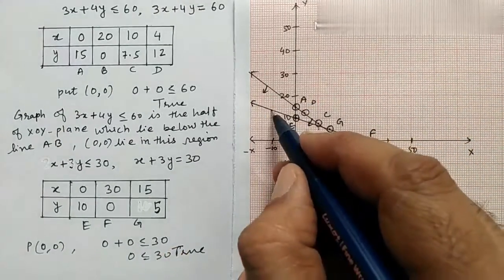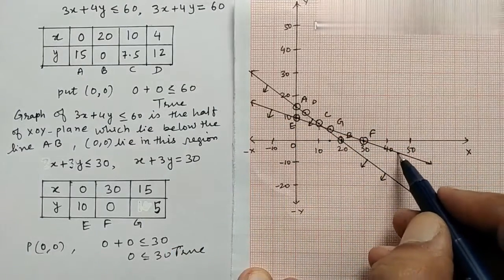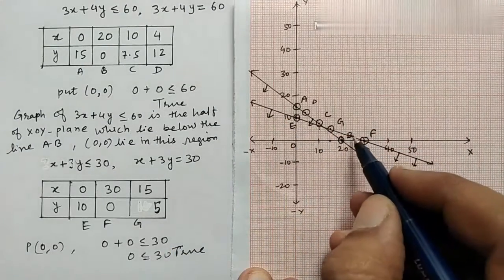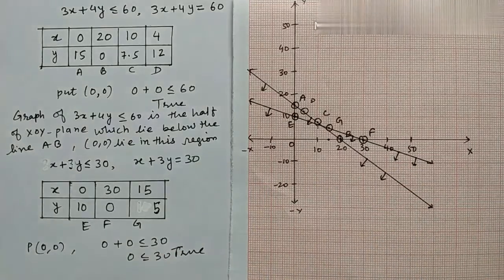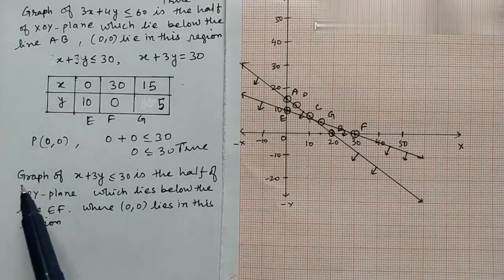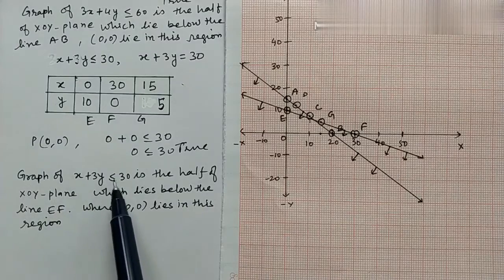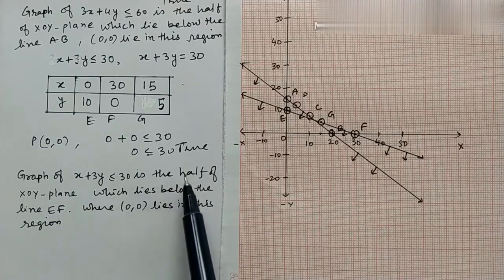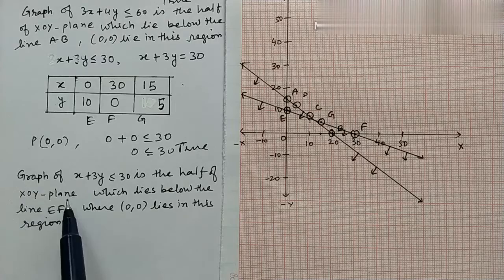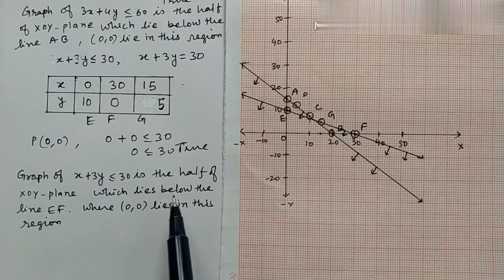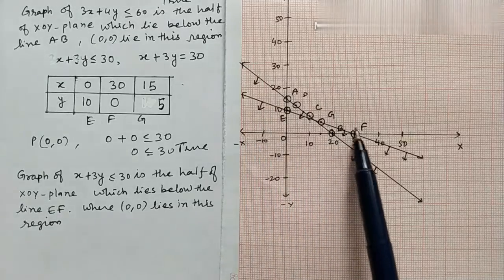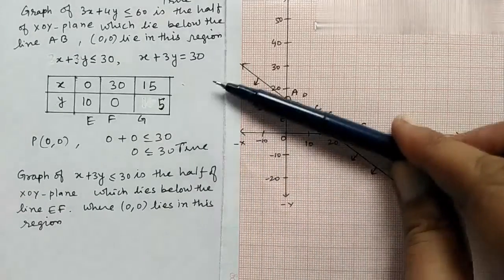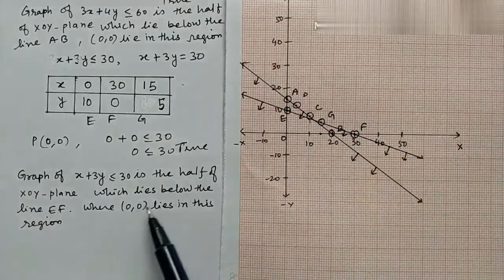Here also true means we have to take the downward portion, because in the downward portion the point (0, 0) will be included. So we can write here: the graph of x + 3y less than or equal to 30 is the half of the XOY plane which lies below the line EF. Look here, this is the region below the EF line, where (0, 0) lies.